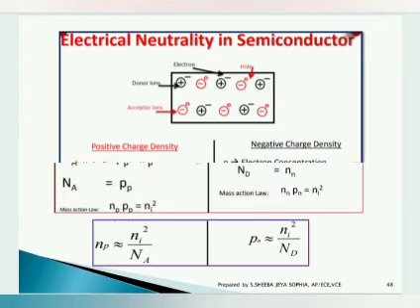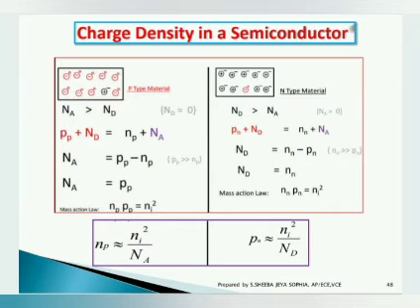Moving to the next parameter, charge density in semiconductor. Charge density is found by using the mass action law. N_p P_p is equal to N_i square for P-type material and N_n P_n is equal to N_i square for N-type material. So from that, N_p is found as N_i square divided by N_a and P_n is equal to N_i square divided by N_d. This is the charge density in semiconductor.